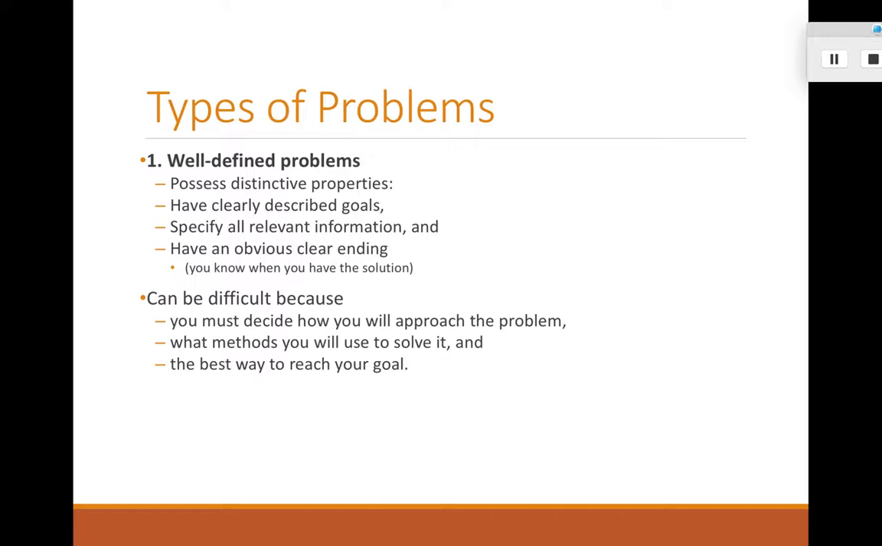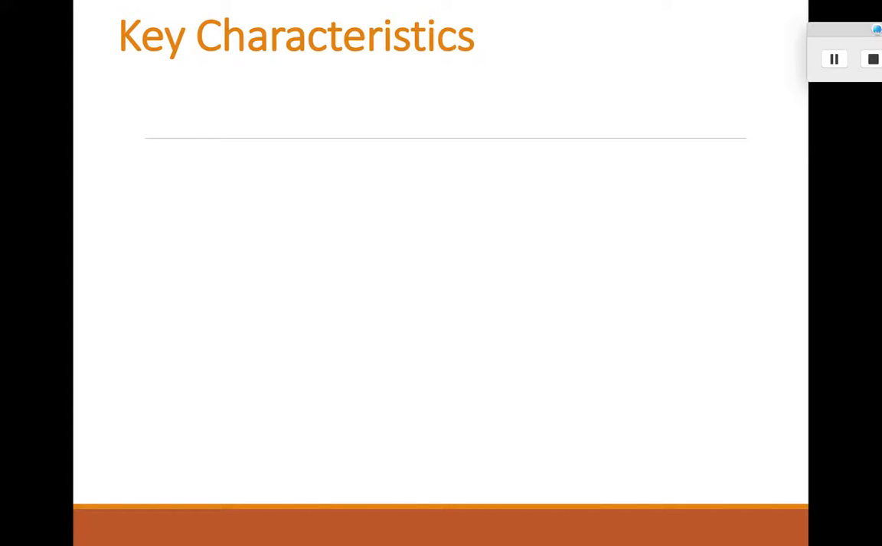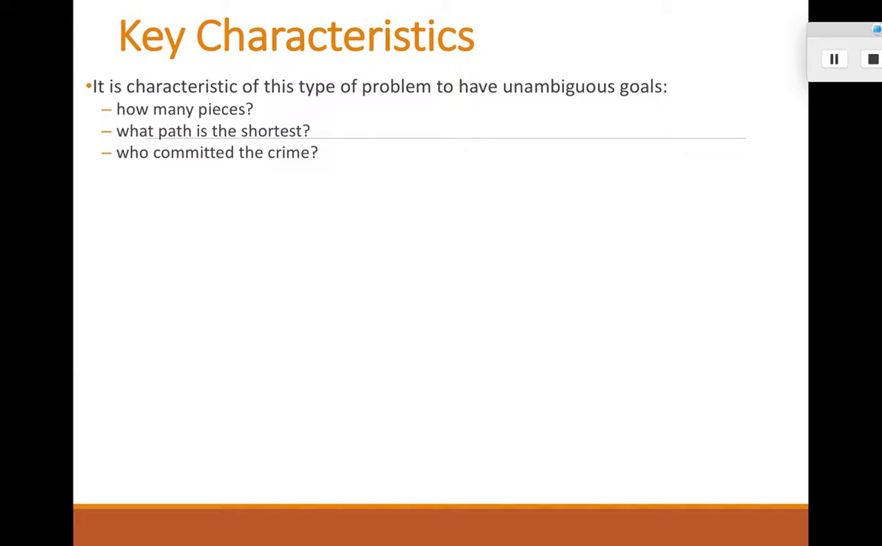Now, granted, the goal should have been that the water should stop coming out, but if they don't have the right solution for it, it's going to be very difficult to correct that problem in that instance. So when we look at the key characteristics associated with these different types of problems, it is characteristic of this type of problem to have unambiguous goals. In other words, we know exactly how many pieces the puzzle may have. We know exactly what path is the shortest, who committed the specific crime. We know that there's an unambiguous goal at the end, and that's ultimately what we want to get to. The information necessary for us to have a solution is given in the problem statement as well.